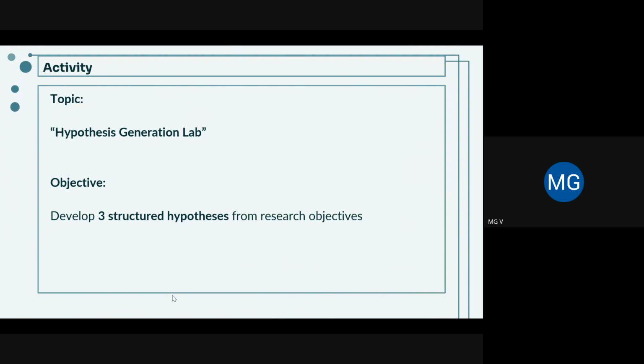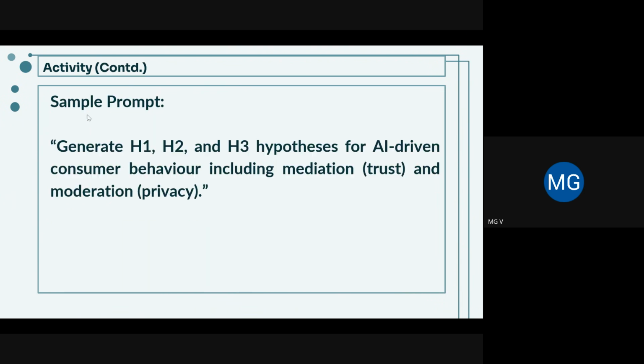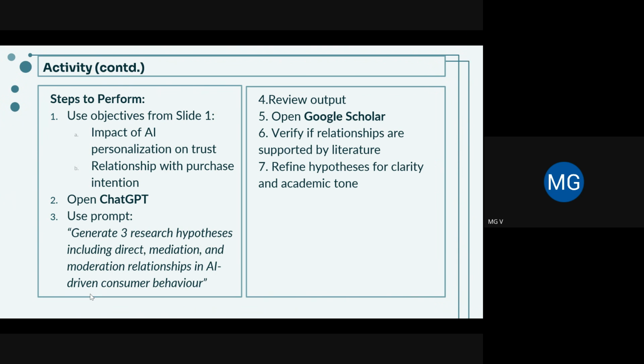Now, we can work on hypothesis generation lab. That is, we can develop 3 structured hypotheses from research objectives. Again, this is a skill to be learned. Now, what we can do for this? We can use objectives from the first session today, first slide today.